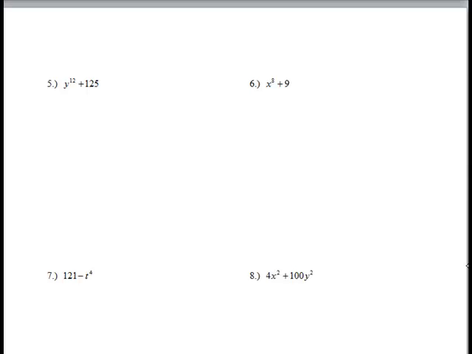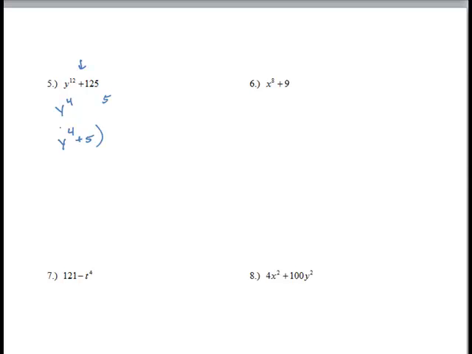Number 5. Two terms, it's in standard form, no greatest common factor. y to the 12th is both a perfect square and a perfect cube. It's a perfect square because the exponent is even. It's a perfect cube because the exponent is divisible by 3. Since 125 is a perfect cube, we're going to take the cube root of y to the 12th, dividing that exponent 12 by 3, which gives you y to the 4th. So two perfect cubes that are being added together, so now we're going to use the sum of cubes.